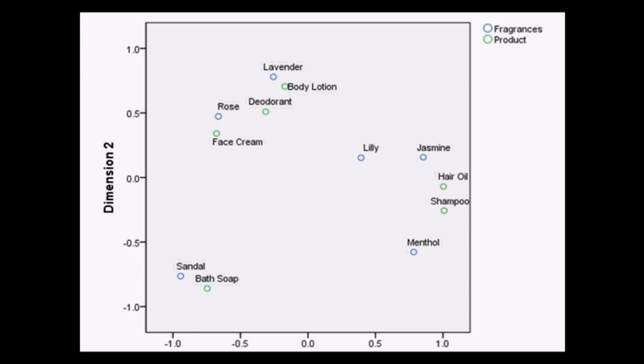Now, this is what correspondence analysis is useful for: to identify the relationship between non-parametric variables or nominal variables. Fragrance and product are nominal variables. I'll do this example using SPSS.